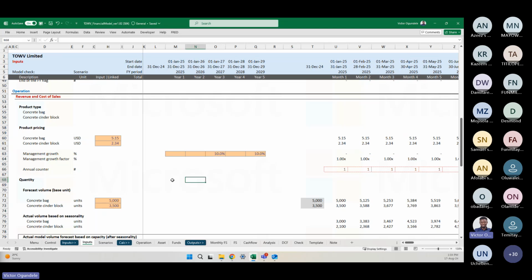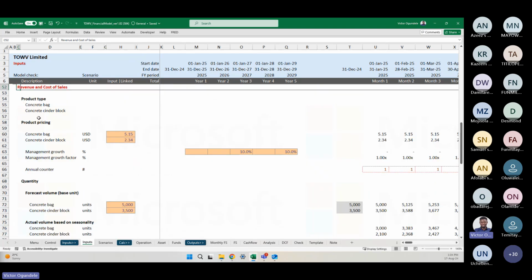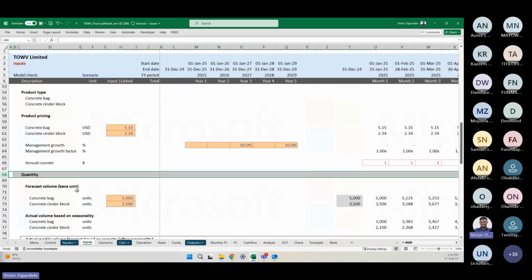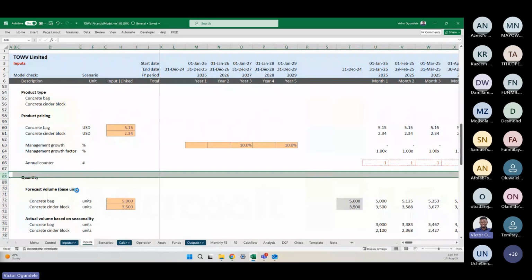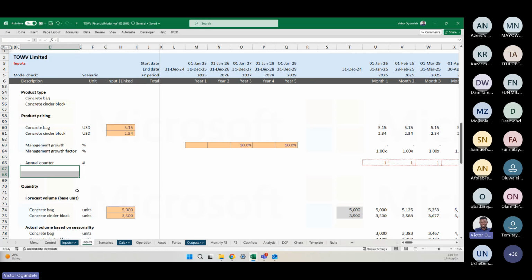Thank you for that. All right, so rename the second header to revenue and cost of sales. And here where we have our product and pricing, what I'm going to do is insert a row before my quantity. Let me insert 2 rows so that I have 1, 2, 3. So I have 3 rows between my annual counter and the quantity.